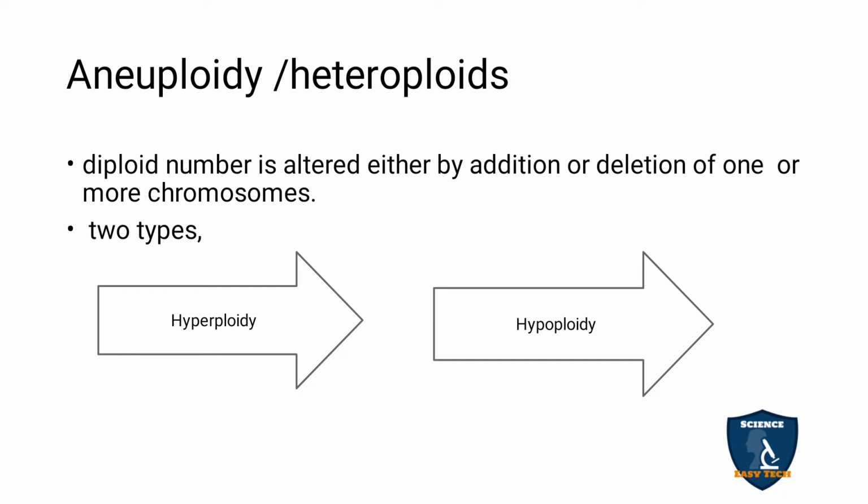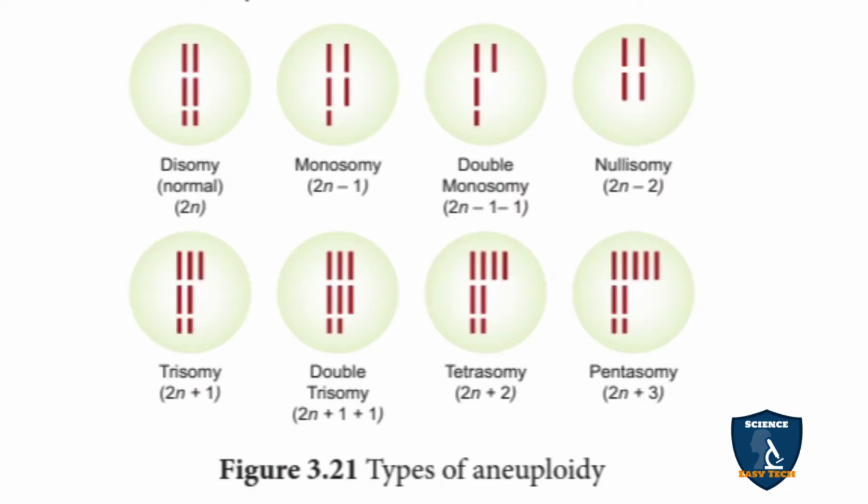First we will see Aneuploidy, or Heteroploidy. When the diploid number is altered either by addition or deletion of one or more chromosomes, it is called Aneuploidy or Heteroploidy. That is, in a diploid set, any one of the chromosomes may be added or deleted in the same species. Again, aneuploidy is divided into hyperploidy and hypoploidy. These are the two types seen in aneuploidy. So these are the types of aneuploidy you can see.